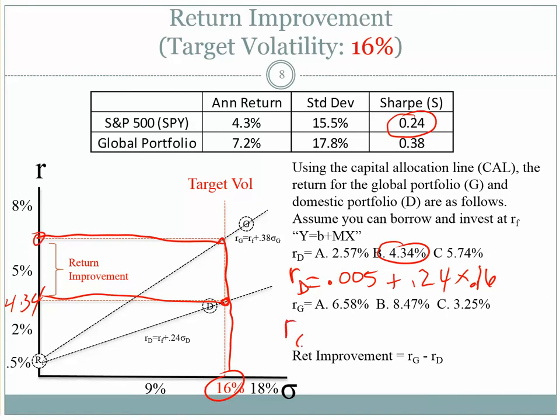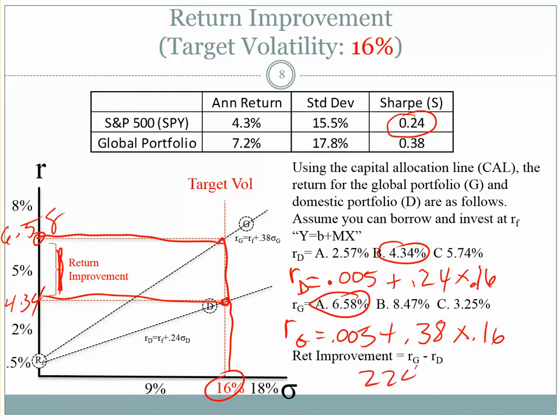So my return on a global portfolio, same risk-free rate, but I have a higher slope times my 16% volatility, I can get a 6.58% return. So we call this distance here a return improvement, which I believe is 224 basis points, going from a domestic portfolio to a global portfolio for the same level of risk.